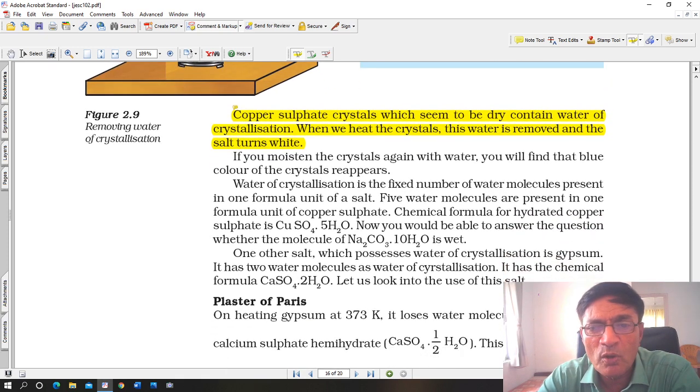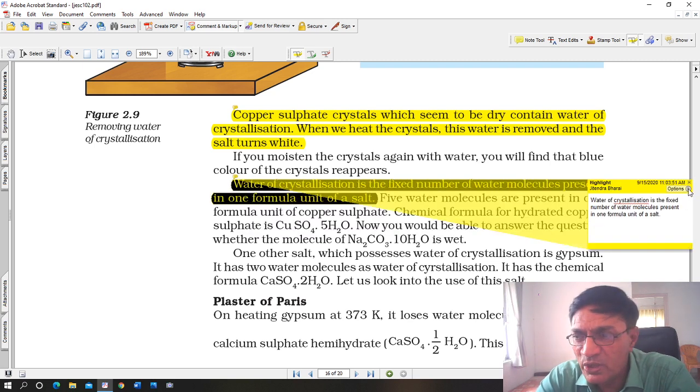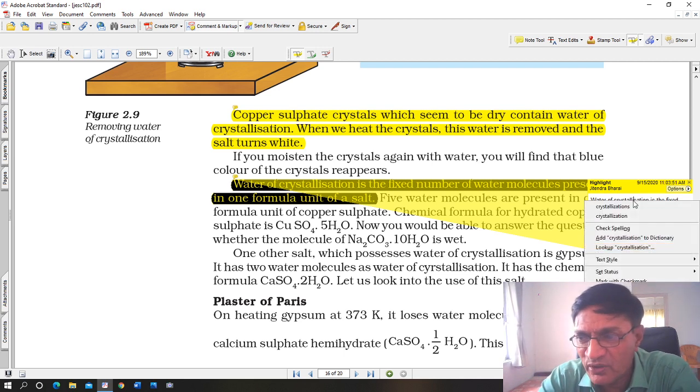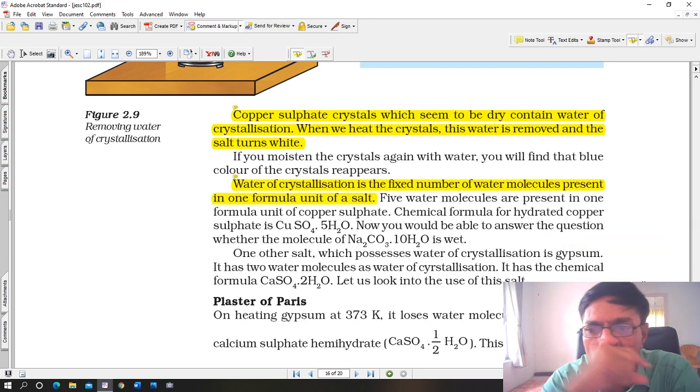Okay, water of crystallization is the fixed number of water molecules present in one formula unit of a salt. Alright, what is water of crystallization? Water of crystallization is the fixed number of water molecules present in one formula unit of a salt. That is the formula unit. For example, sodium hydroxide, the molar mass is 40, 1 mole of a substance. Right, 5 water molecules are present in one formula unit of copper sulfate. That's why we write CuSO4·5H2O.